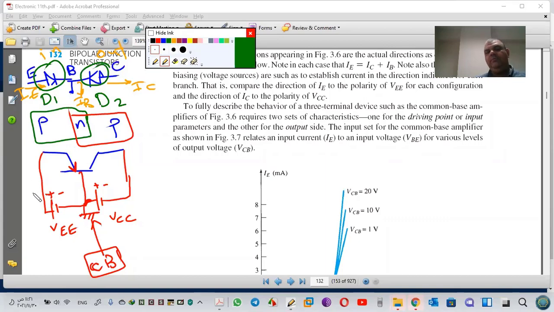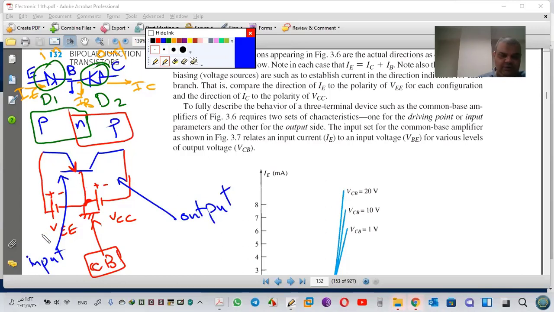For that reason, in a transistor, we have input and we have output. So we have the input circuit, or input characteristic, for this one, and here we have the output characteristic.